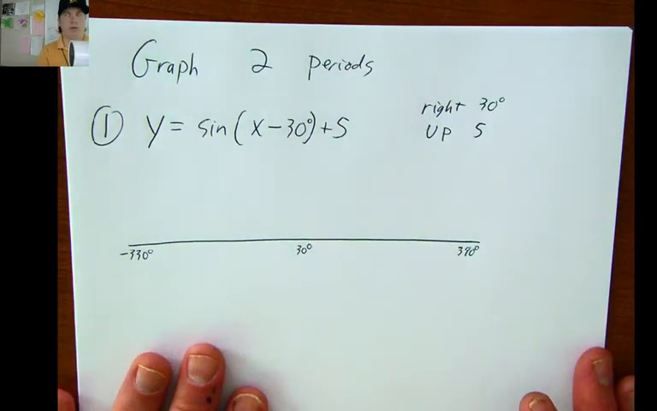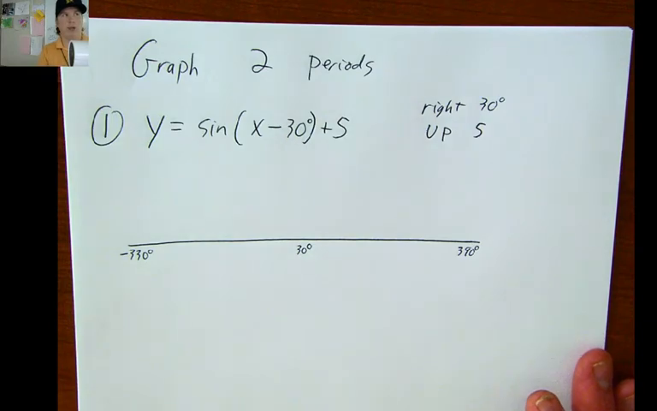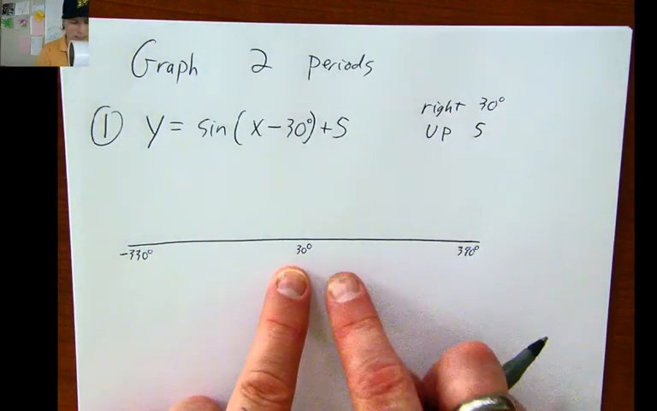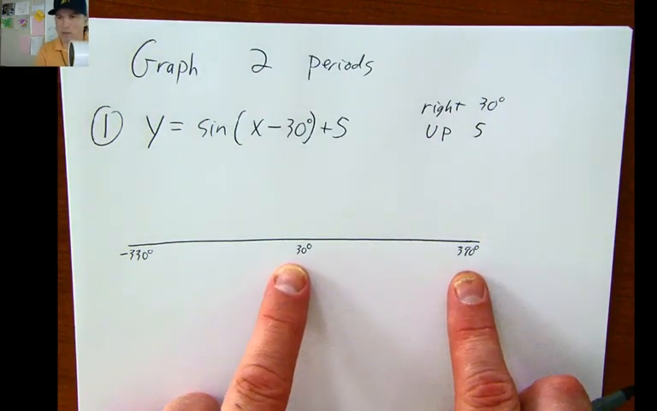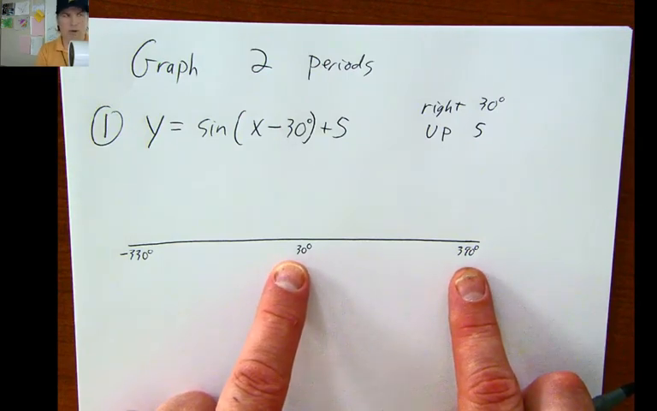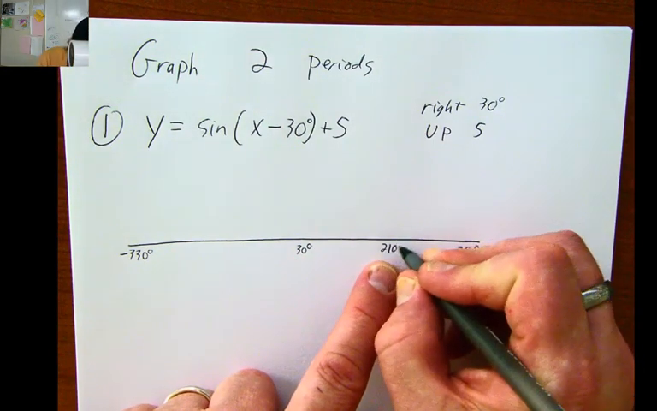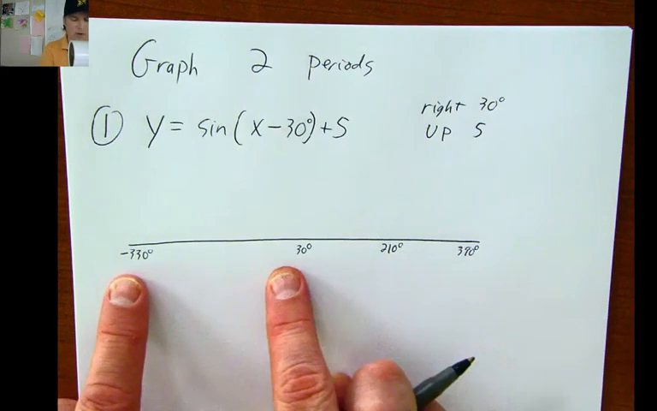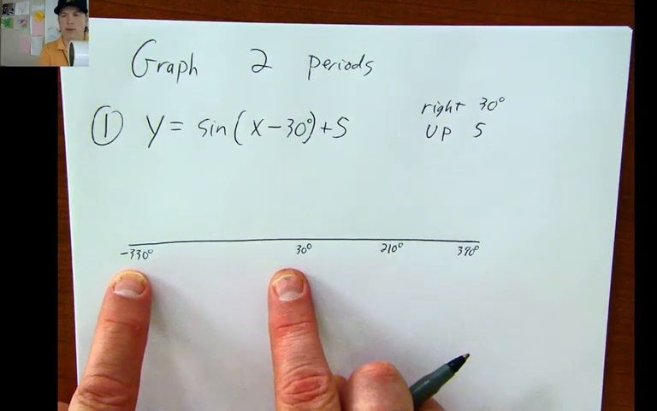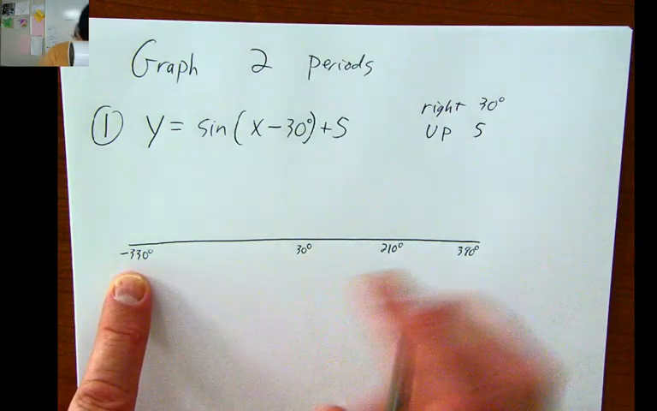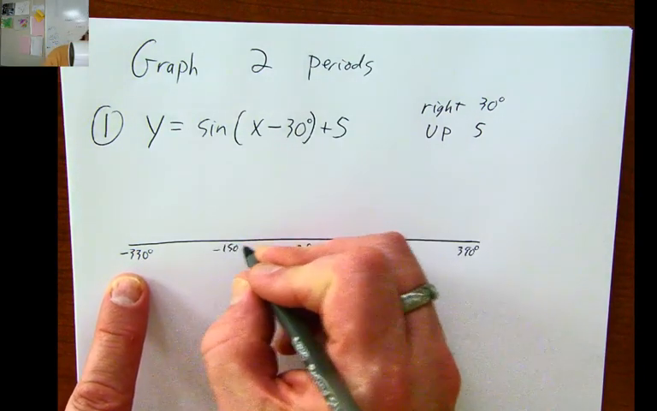And if you're doing 2 periods, you need a total of 9 points of importance. So you gotta go midpoints and then midpoints of the midpoints. Halfway between 30 and 390. 30 plus 390 is 420. 420 divided by 2 is 210 degrees. Over here, halfway in between negative 330 and 30, add them up. They add up to negative 300. Divide by 2, negative 150 degrees.